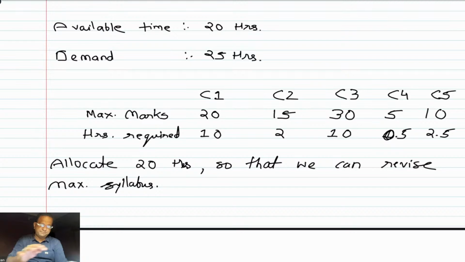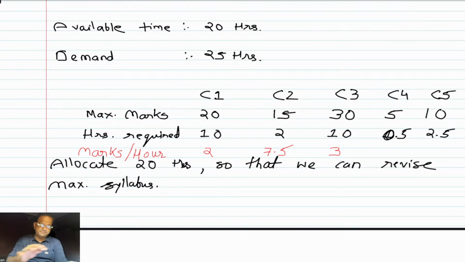If contribution per key factor, in this particular question, it will be marks per hour. How many marks you can score by revising in every hour? So if I study chapter number 1, I can score 20 marks, but to score that 20 marks, how many hours are required? 10 hours are required. So I am earning 2 marks every hour by reading chapter number 1. Correct hai? By reading chapter number 2, I am earning 7.5 marks per hour. By reading chapter number 3, I am earning 3 marks per hour.